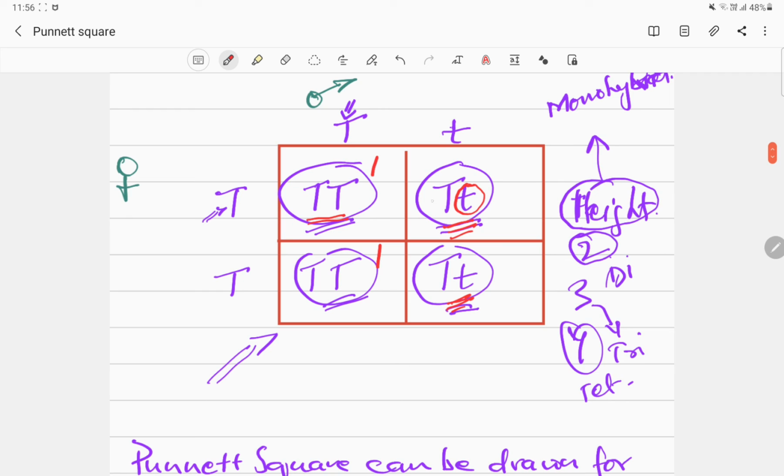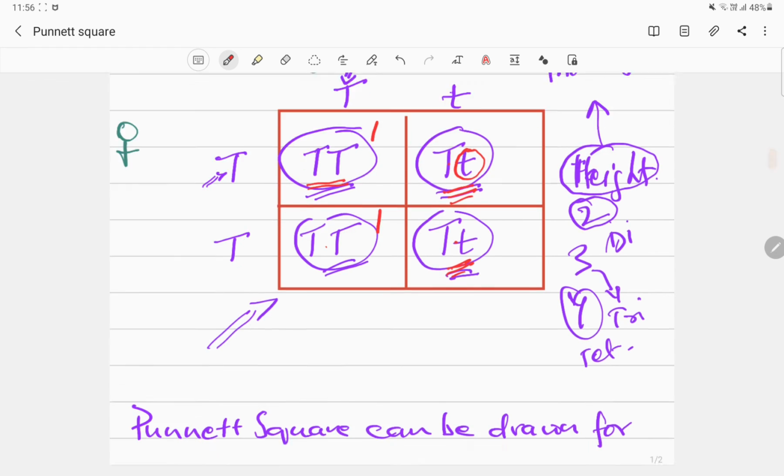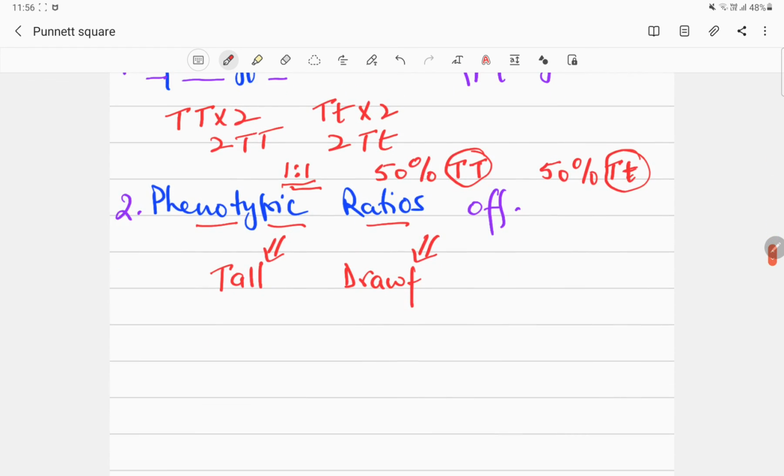Well, all of the four combinations that we get here are for tallness, right? Because they have a dominant allelic partner in them at least. And how many dwarf plants? We get zero. So what is the phenotypic ratio? The phenotypic ratio is simply 4 tall, or all tall plants. All the plants will be of the given phenotype, which is tall.